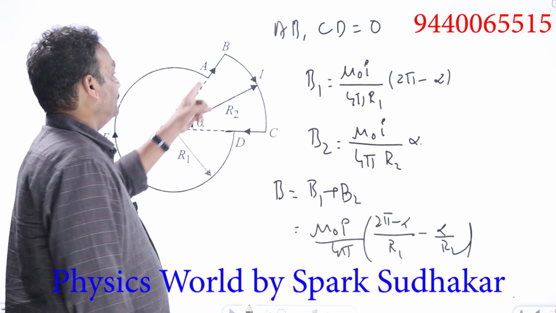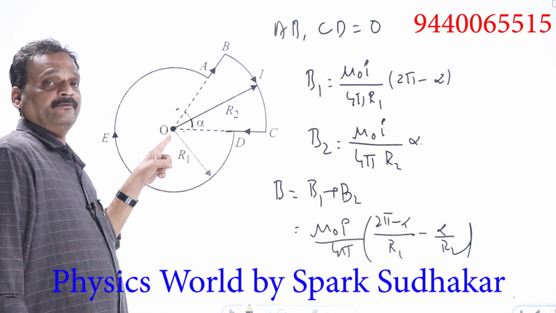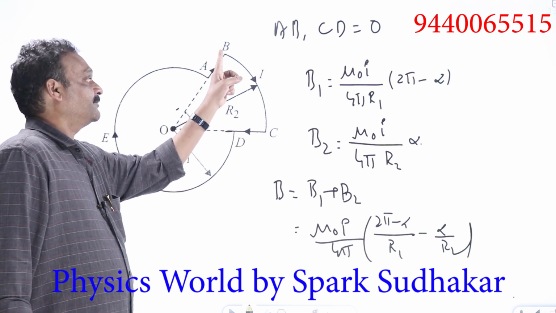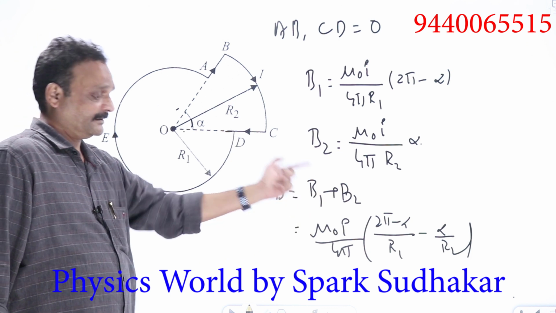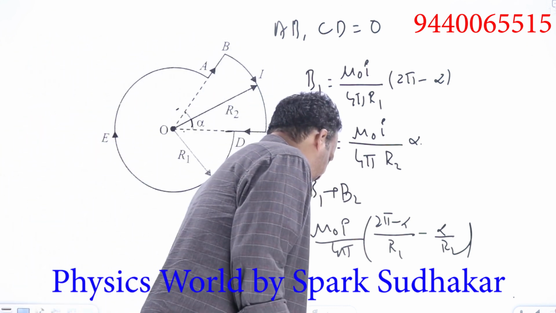Here the only thing is, two straight segments are there, and their fields become zero. The field is due to this segment and this segment only. We have considered that same thing. This is one type of problem. Okay, next one.